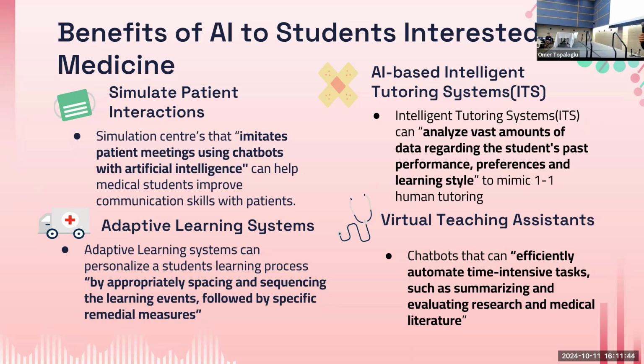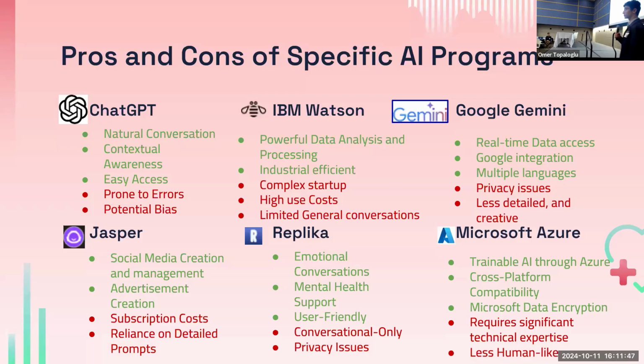Go to the next one. So some pros and cons of specific AI programs, first is ChatGPT. The words highlighted in green show the pros of an AI and the red highlight the cons. ChatGPT is a very natural conversationalist, and you can talk to it one-on-one. It also has contextual awareness. It is also very easy to access for students, as I even used ChatGPT to create this presentation. However, ChatGPT is prone to error and potential bias as it takes its information from the internet.